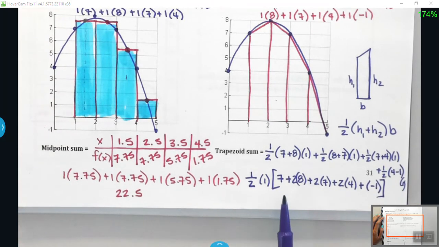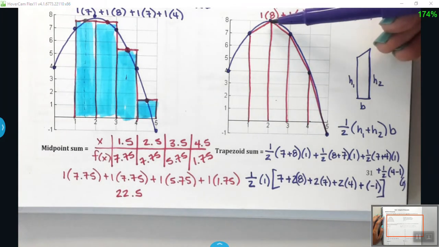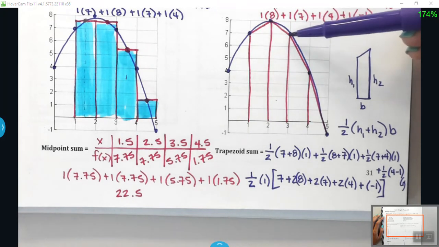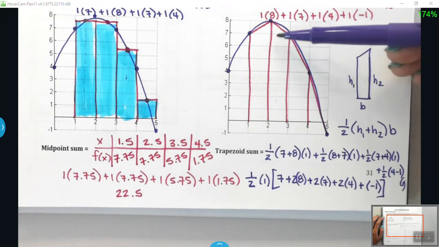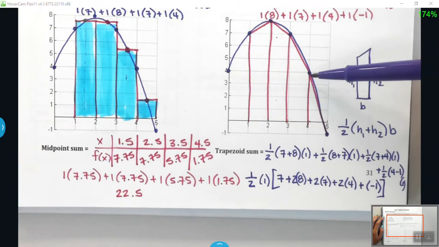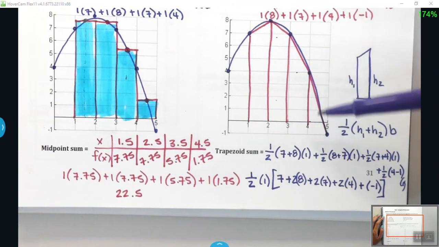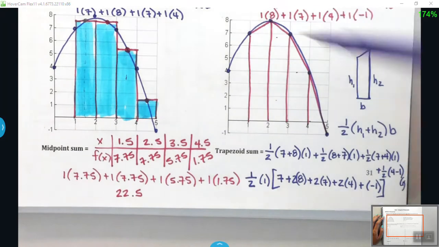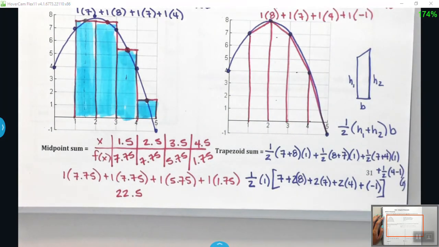So that's also the trapezoid rule, where you take the first number and the last number in your chart, and all of the middles are doubled, because all of the middle numbers are used twice. This number is used by this trapezoid and this trapezoid. This is used by this trapezoid and this trapezoid. This one's used by this one and this one. But the last one and the first one are only used once. So that's another way to write it.